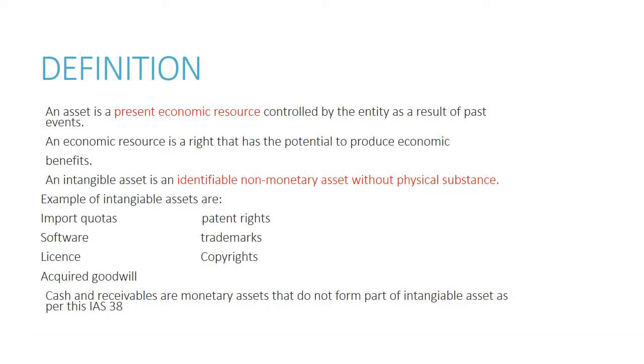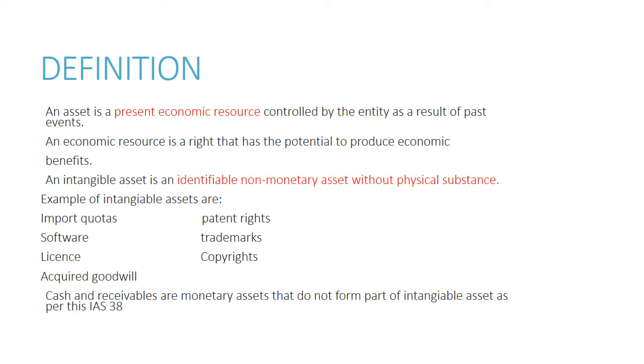Now let's see the definitions. Well, an asset is defined as a present economic resource controlled by the entity as a result of past events. And an economic resource is a right that has the potential to produce economic benefits. Well, an intangible asset is defined as an identifiable non-monetary asset without physical substance.